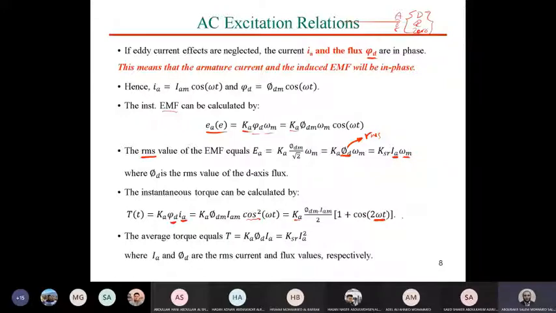However, for the average torque value, you know the average of cosine 2 omega t is 0. So finally, you can say the torque equation as the average value equals Ka multiplied by phi D multiplied by Ia. And what we did here is similar: Ka multiplied by phi D equals K series by Ia. So we can finally say that torque equals K series Ia squared, similar to the series motor equations. So there is no difference in equations between DC and AC. But in DC, we have all constant values, while in AC, we have average torque and RMS EMF. This is the only difference.